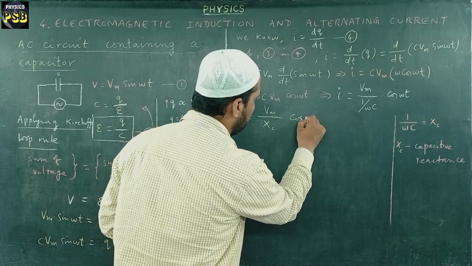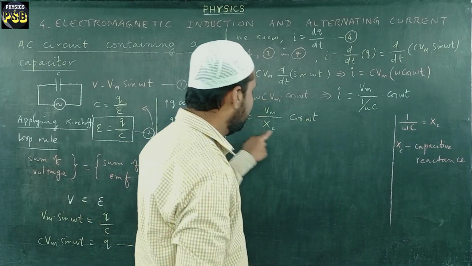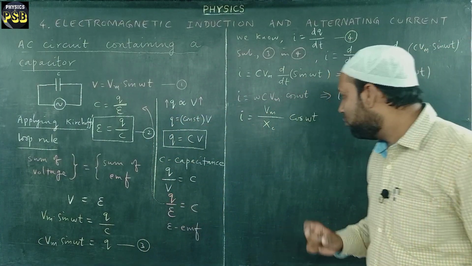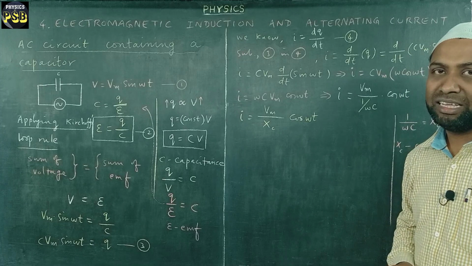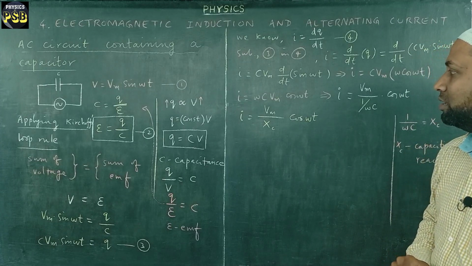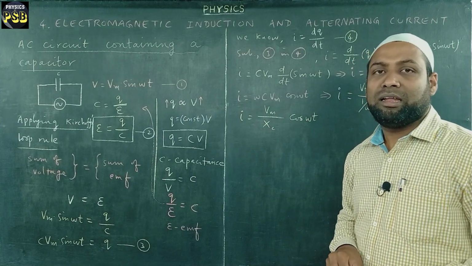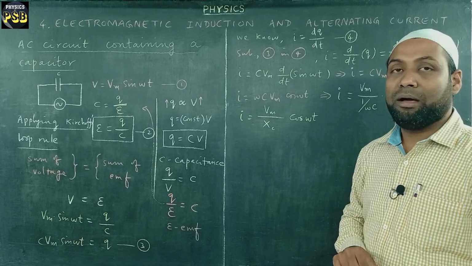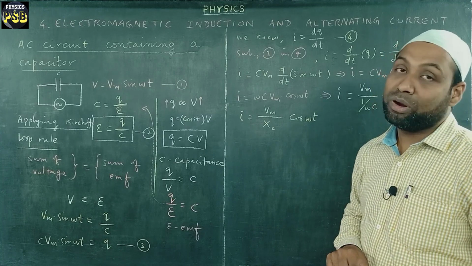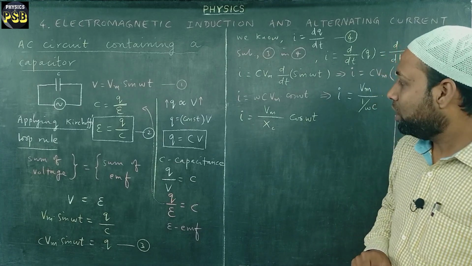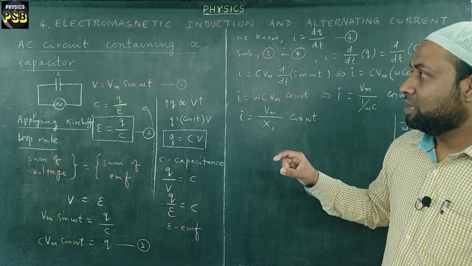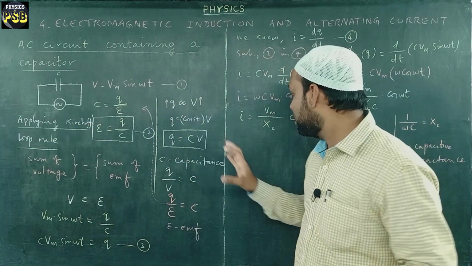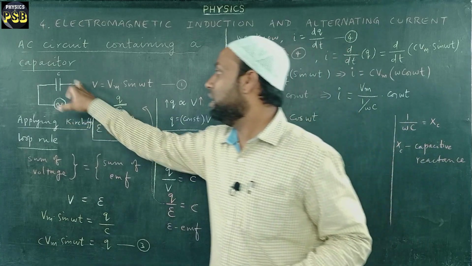cos of omega t. Here Xc performs the work of resistance, as is done by a resistor in an AC circuit with a pure resistor. Whatever a resistor does in an AC circuit with a pure resistor, the same work is done by Xc in this circuit.